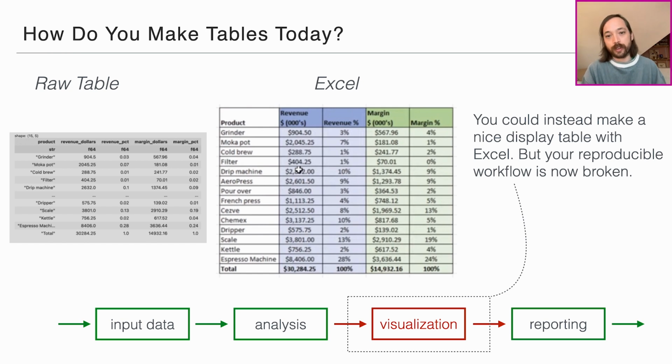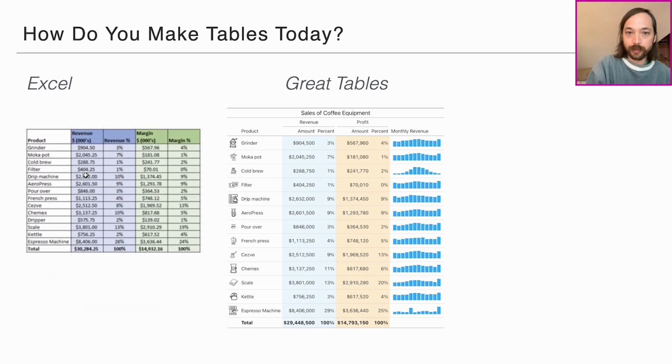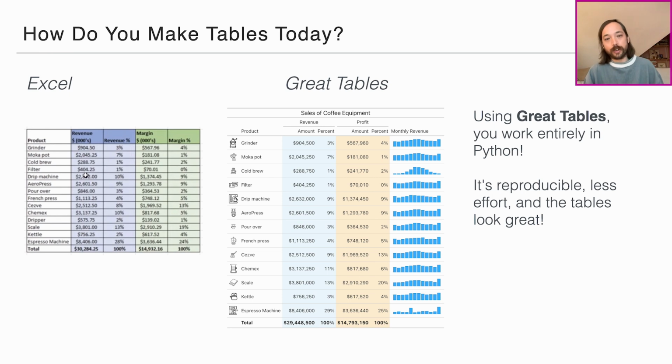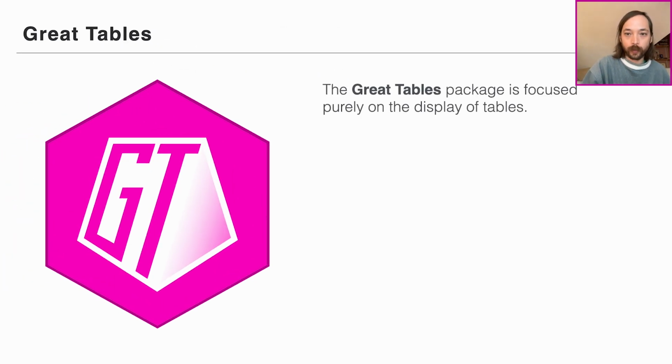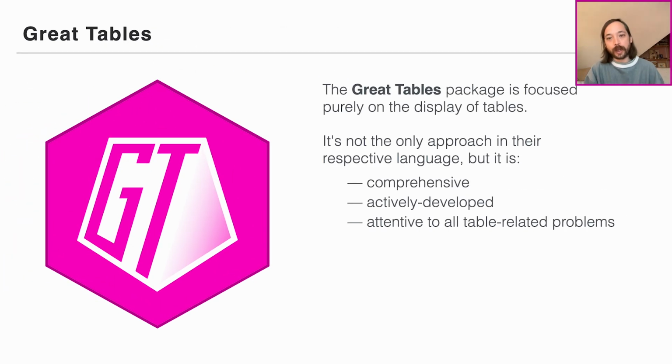There could be quirks in Excel, right? That could be hard to capture. And so essentially your workflow has broken. With Great Tables, you can do everything entirely in Python. So you can have a nice reproducible Python workflow from beginning to end. All right, so to recap, Great Tables is a package focused purely on displaying tables. It's not the only approach you can use out there in Python, but we've tried to make it comprehensive. We develop it actively, and we've tried to really capture a really wide range of table problems out there.